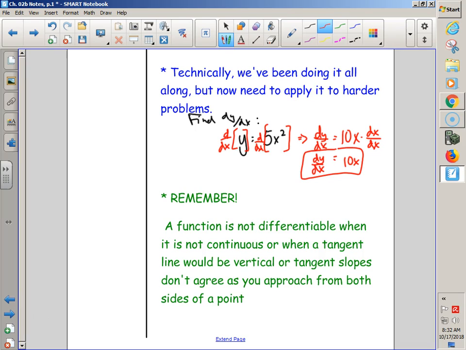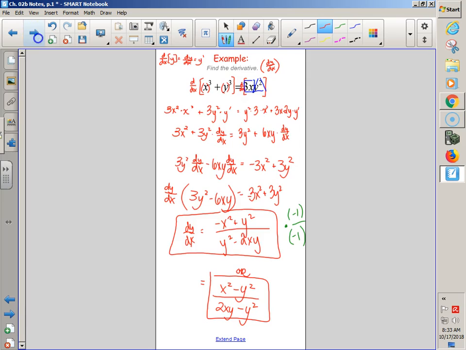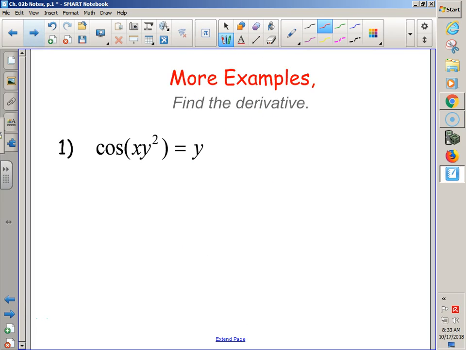We talked about that earlier this year. A function is not differentiable when it, meaning the function, is not continuous, or when a tangent line would be vertical, or tangent slopes don't agree. AKA, vertical tangent line, or a sharp point, or a lack of continuity to begin with. We already did that example. How about this guy? Let's do it all together.